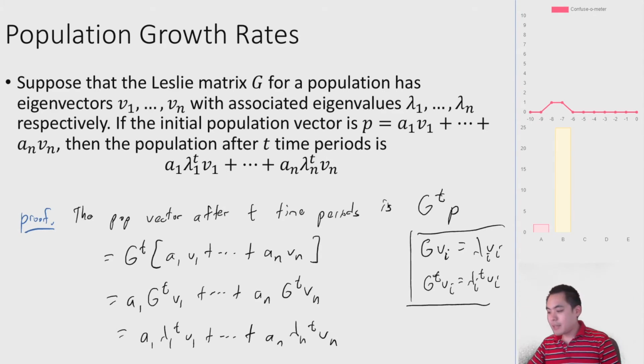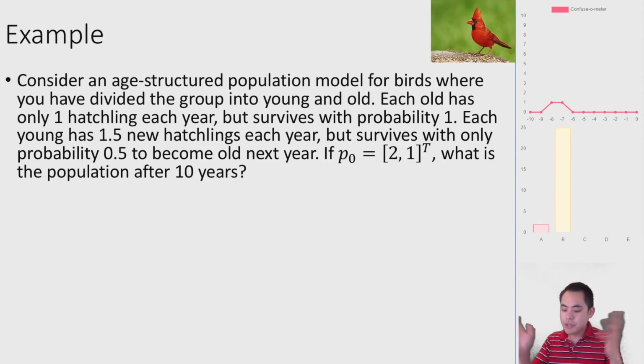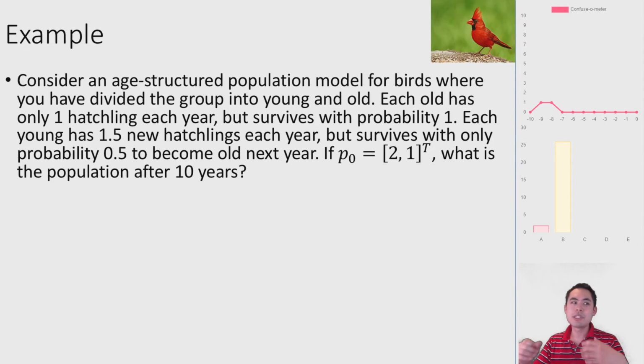Okay, so now that we've done that, let's go ahead and see how we can apply this to biology. Suppose we have an age-structured population for birds where you've divided up the group into young and old birds. Each old bird has one hatchling each year, so one young each year, but always survives. So we're assuming that the old birds never die. However, each young has 1.5 new hatchlings, but survives only half the time to the next year. So if you start out with 2 young birds and 1 old bird, what is the population after 10 years?